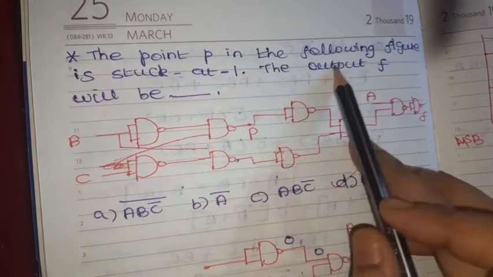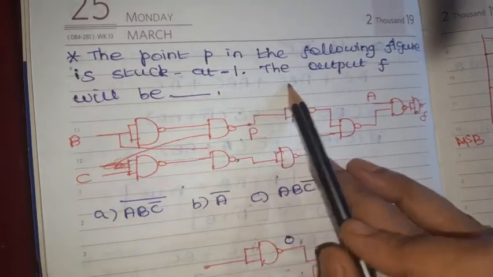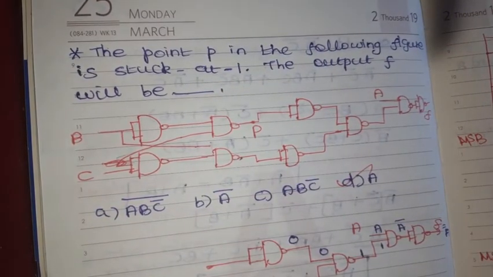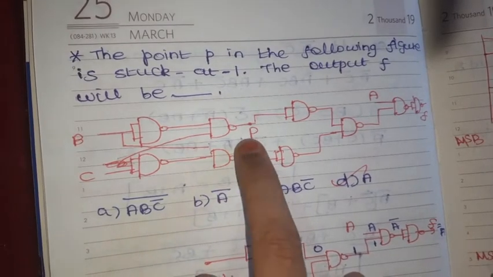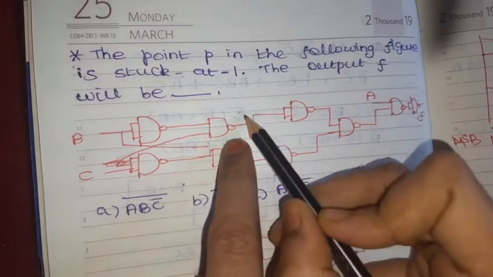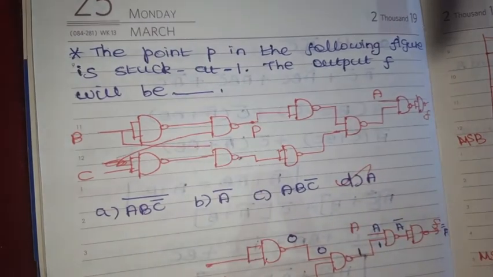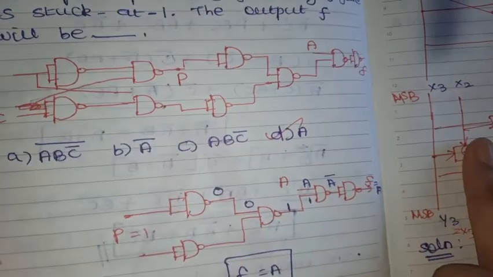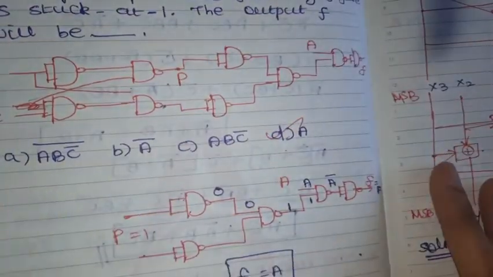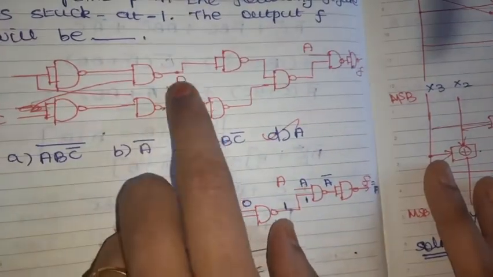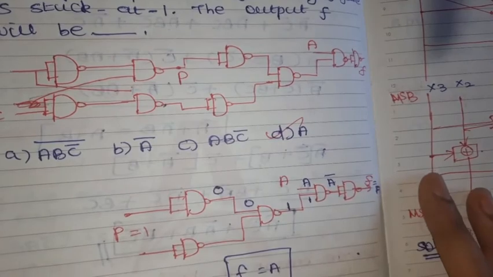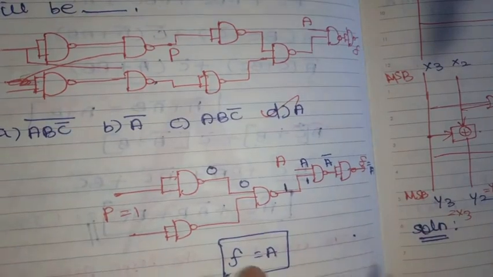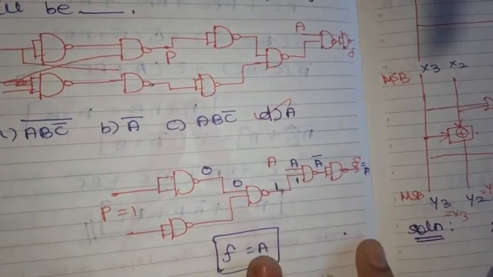The point P in the following figure is stuck at 1. The output F will be? So the logical circuit is shown in the figure. Point P is stuck at 1. If it is 1, what is the output F? We are going to find out. Stuck at 1 means we do not need the previous gates. Whatever the input, the output is stuck at 1. So P is 1, which is enough to resolve. No other gates are required before P. After P we will redraw that circuit and then find out.